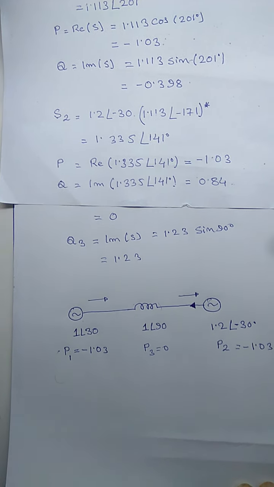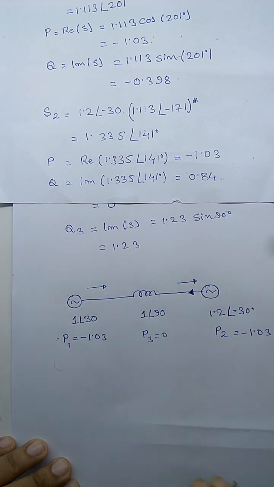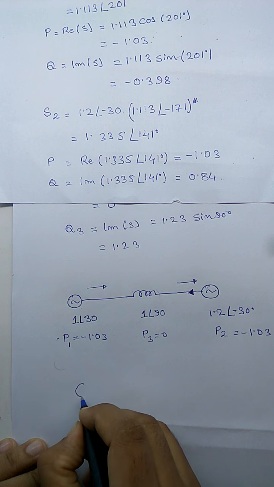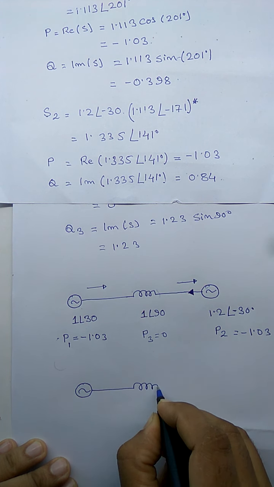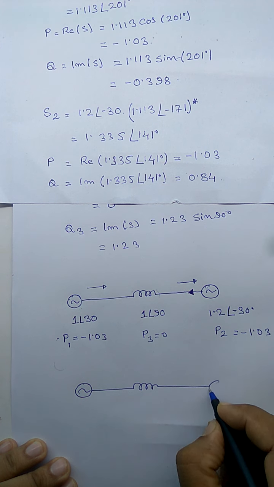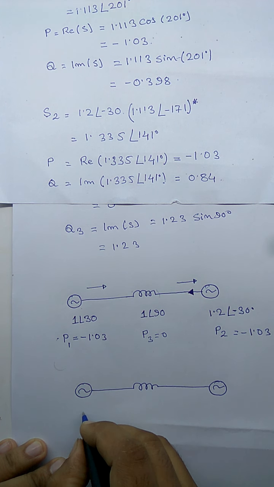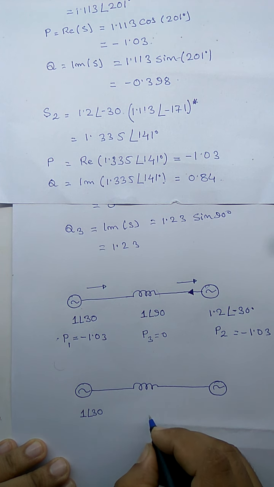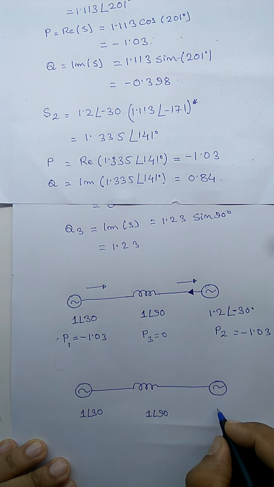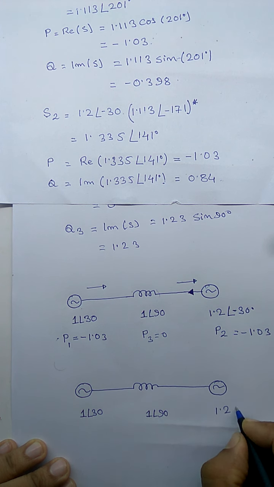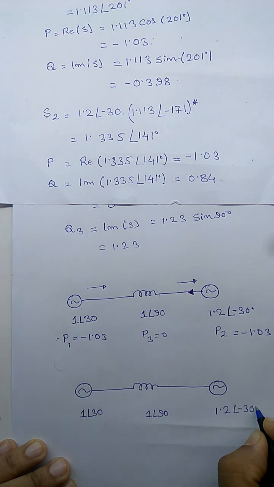Now let's look at Q. Let's draw this circuit once again. This is 1 at an angle of 30. This is 1 at an angle of 90. This is 1.2 at an angle of minus 30.